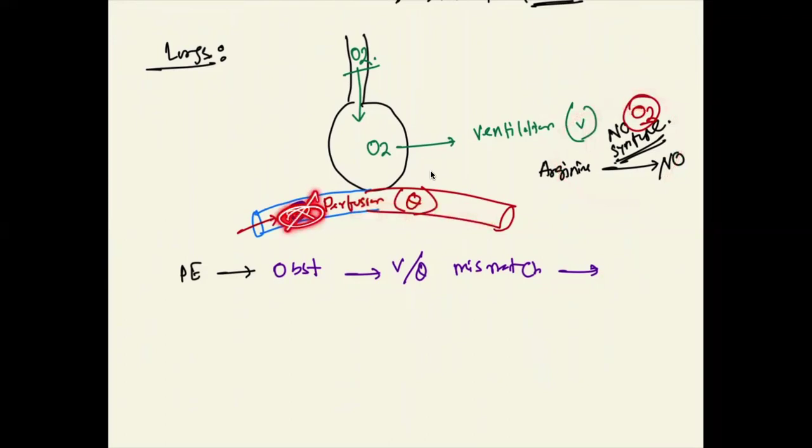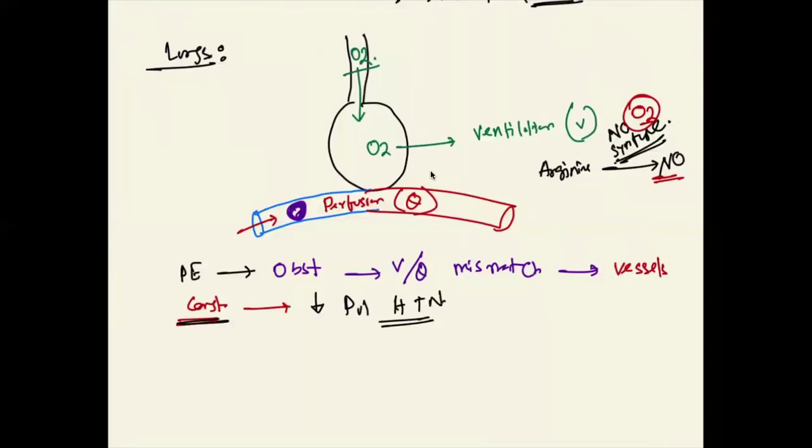This portion is stuck, so no ventilation or perfusion occurs here. Ultimately, this portion will be deprived of oxygen. So what about the vessels? No nitric oxide can be produced. Will the vessel be dilated or constricted? Constricted. Exactly, vessel constriction. So if there is vessel constriction, what about the pulmonary vasculature? Pulmonary vasculature constriction. So what about the pulmonary pressure? Increased. Pulmonary hypertension.